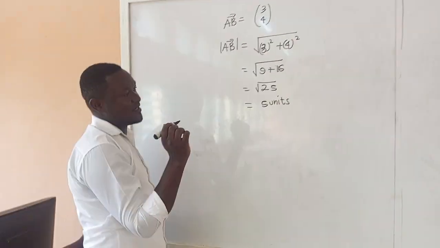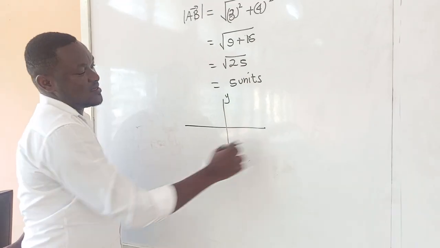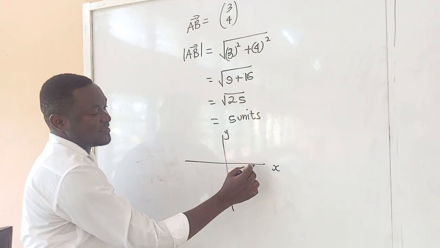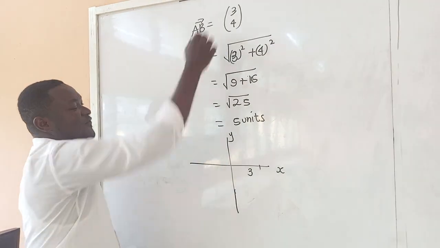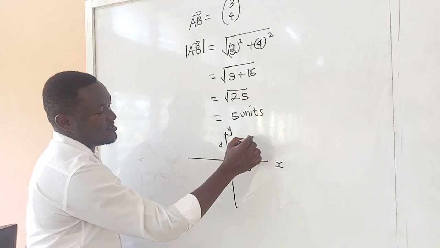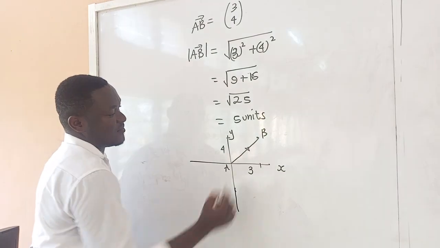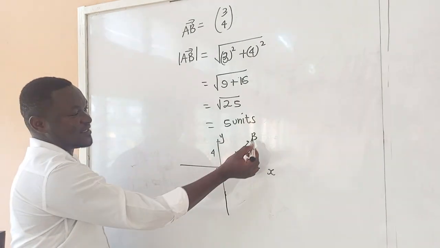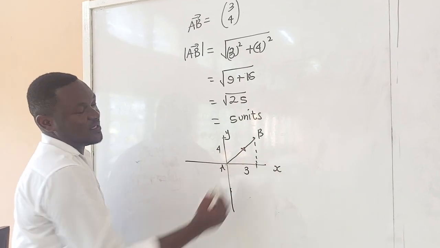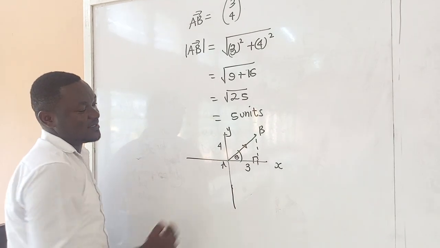The next thing is to find the direction. So our y, then our x. The vector AB has 3 units along the x-axis. Then it has 4 units along the y-axis. So vector AB. The magnitude, the length of vector AB is what we calculated and got the 5 units. So we are going to form a right angle triangle and calculate the angle it makes with the x-axis.